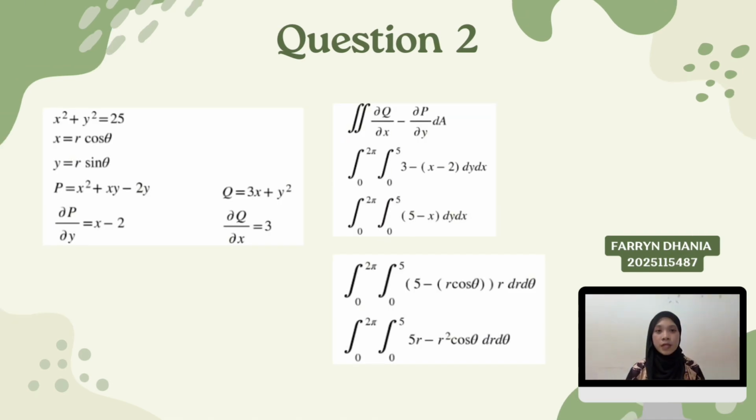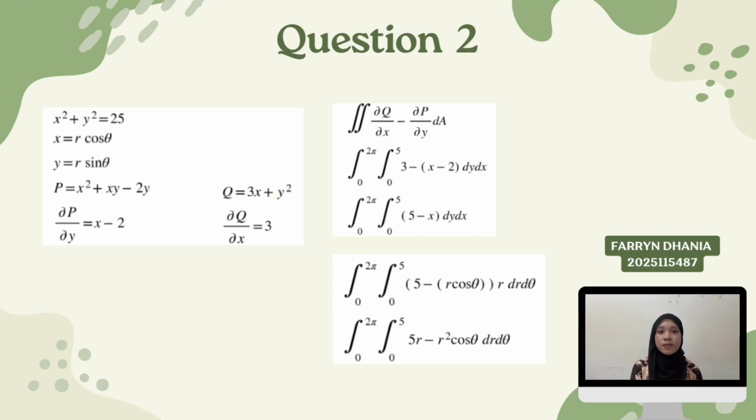To solve this problem, we apply Green's theorem, which converts the line integral around a closed curve into a double integral over the region enclosed by the curve. First, we identify the two components of the given vector field as P and Q. Next, we calculate the partial derivative of P with respect to y and the partial derivative of Q with respect to x. After substituting these derivatives into Green's theorem, the integrand simplifies to 5 minus x.